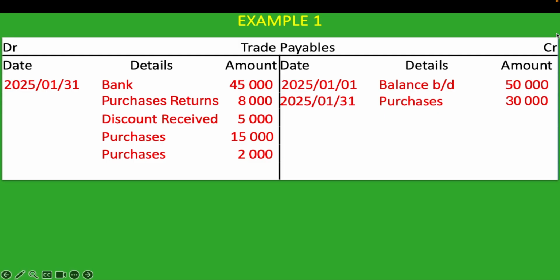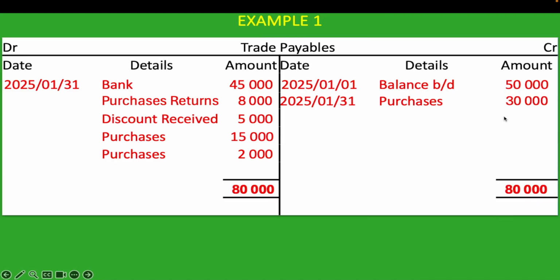So let's do that. As you can see here, on the credit side we've got 50,000 and 30,000 Rand. If you add the two together, that's 80,000 Rand, and it's obviously more than my debit side, okay? Because if you add all this together, it won't be more than 80,000 Rand. So we'll put the total of the credit side on both sides. So let's do that. 80,000 Rand on the debit side and 80,000 Rand on the credit side.